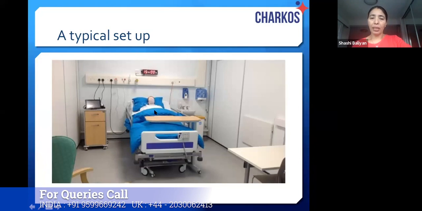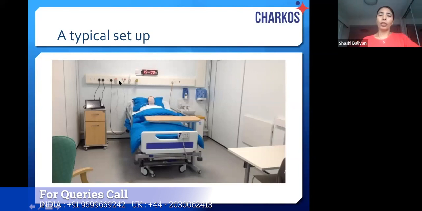So this is the mannequin, but you will need to act with the mannequin just like a real patient. There is a clock, which is going to tell you how much time you have left. There is usually a hand wash area, and there are bins of various kinds. If you are going to do a dressing, there will be a yellow bin for your clinical waste, and a black bin for your domestic waste.